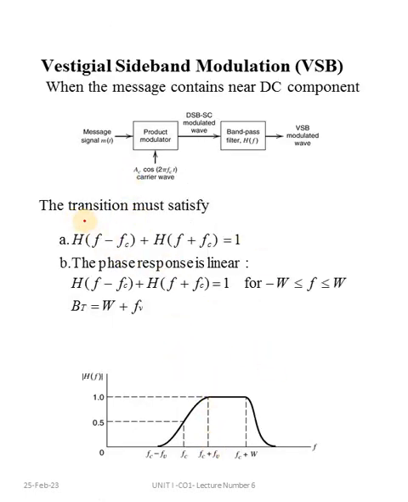From the above transmission bandwidth curve, we can write H of f minus fc plus H of f plus fc is equivalent to 1. This is one thing we have to observe. The second one is that the phase response is linear. That is, H of f minus fc plus H of f plus fc is equal to 1 for the frequency range minus W to W, provided the transmission bandwidth of VSB is equivalent to W plus fv. So this is the transmission bandwidth curve of vestigial sideband.